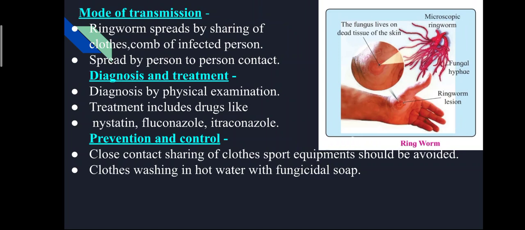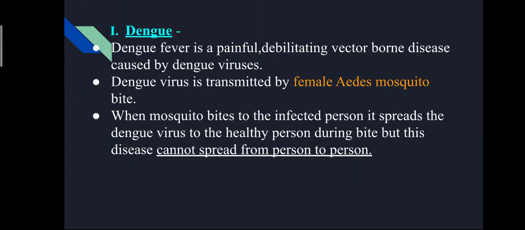Then how it is prevented or controlled? It is avoided by avoiding close contact. Avoid sharing of clothes and sport equipments and wash clothes in hot water with fungicidal soap which destroys the fungal pathogens. अशा पद्धतीनं याचं इन्फेक्शन प्रिव्हेंट केलं जातं किंवा कंट्रोल केलं जातं.